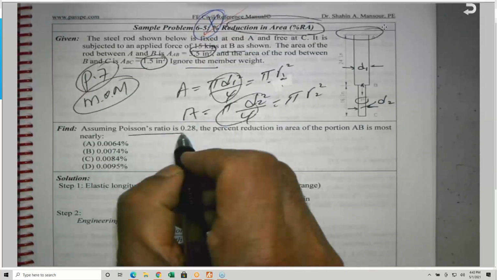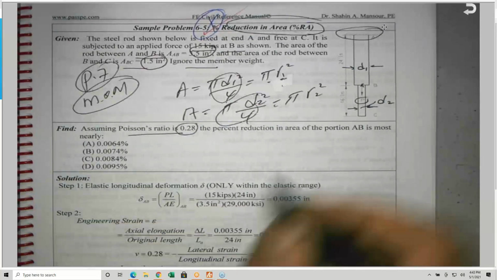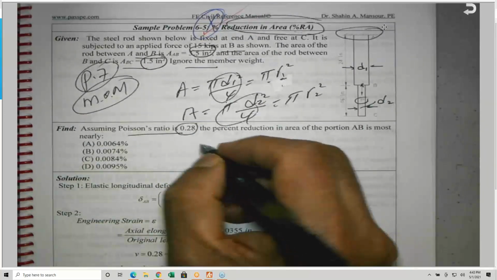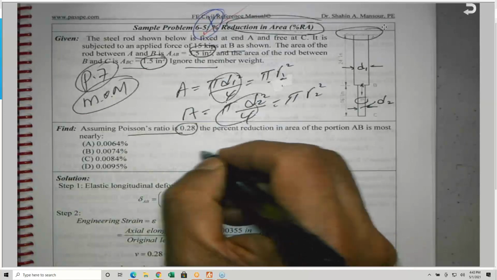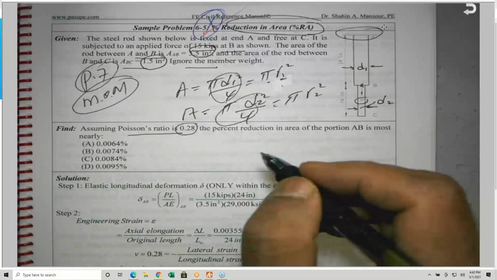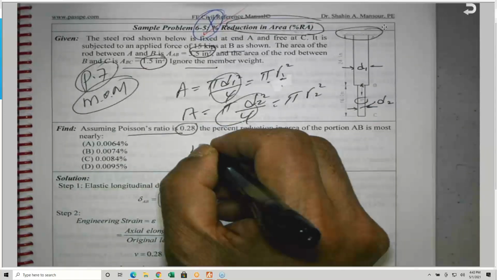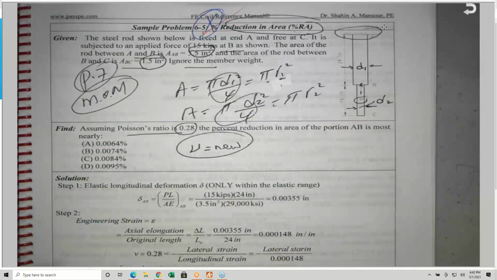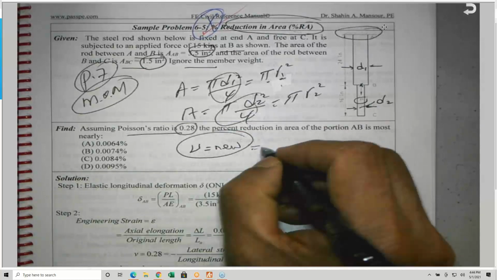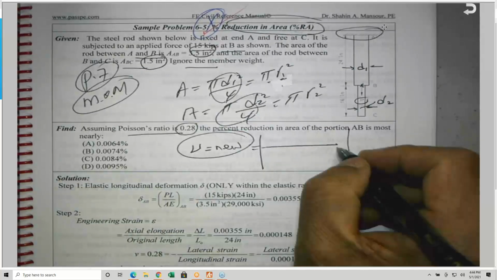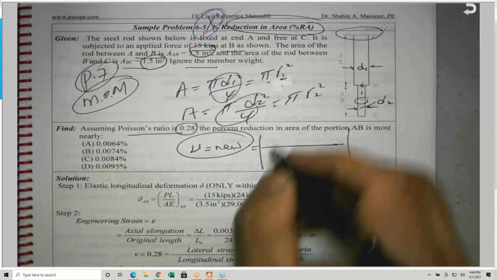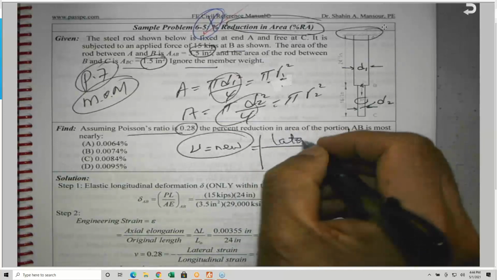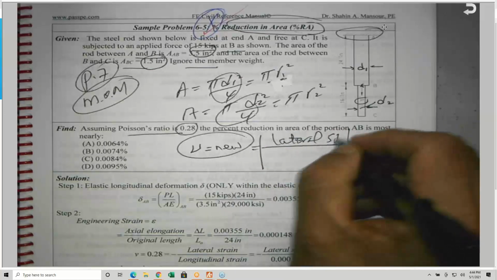Assuming Poisson's ratio is 0.28. Poisson's ratio, they are using a Greek letter, by the way. Let me make sure that I'm using the same letter. This is nu, the Greek letter nu. And Poisson's ratio, as indicated last time, is the ratio between two strains: the lateral strain over the axial strain.